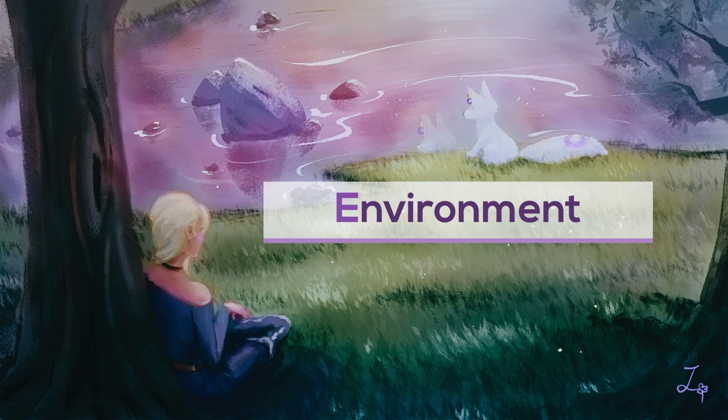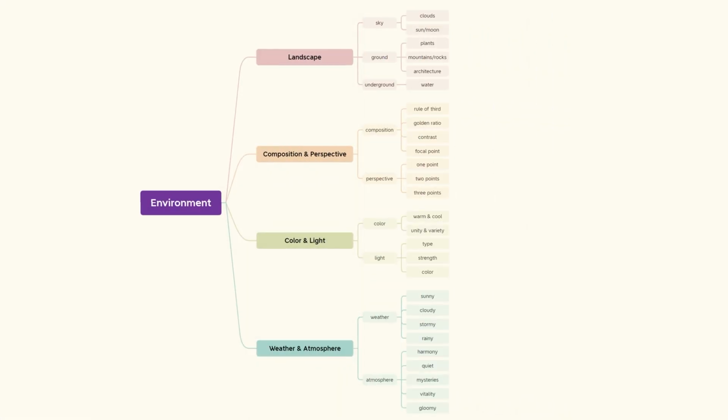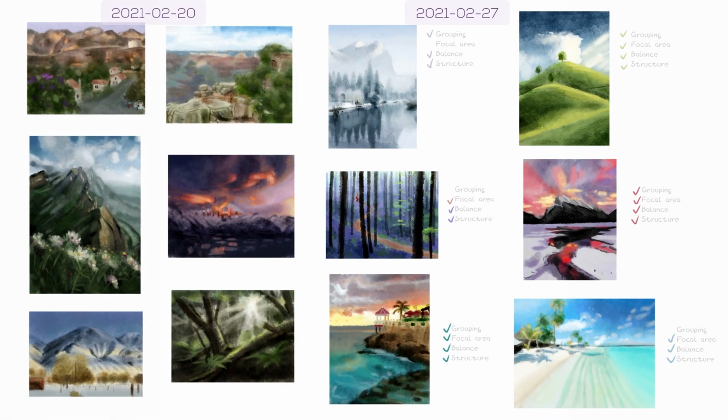Environment. I learned perspective, color and light, and composition, those 3 basic skills from Korean Kushot in 2020. Because my skill level wasn't good enough to learn something difficult at that time, I decided to start with the simplest environment topic, in my opinion, landscape.